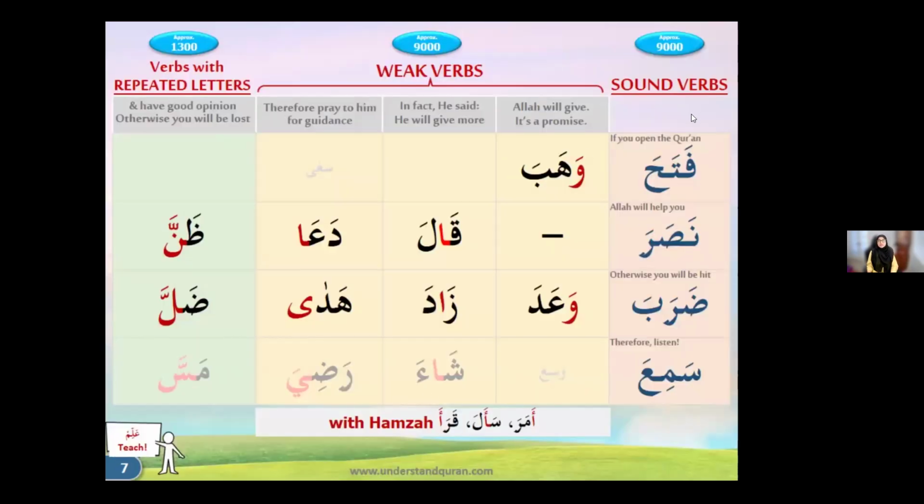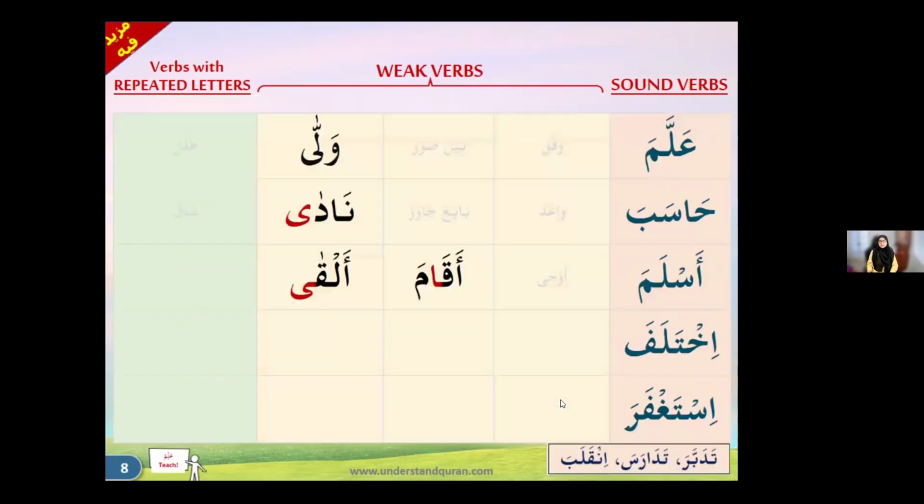So up till now we have done sound verbs, which were fataha, nasara, daraba, sami'a. Then we did weak verbs also, wahaba, wa'ada, qala, zada, da'a, hada. Then we did repeated letter words, dhanna and dhalla. And we did the verbs with hamza: amara, where the first letter is the weak letter, sa'ala, where the second letter is weak, and qara'a, where the third letter is weak.